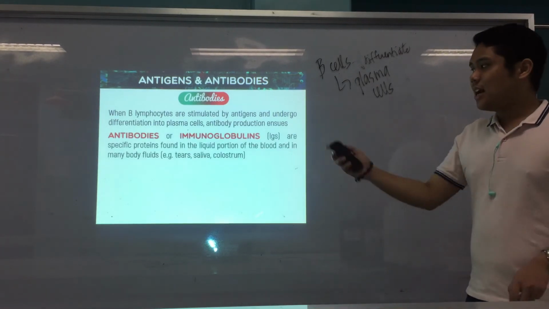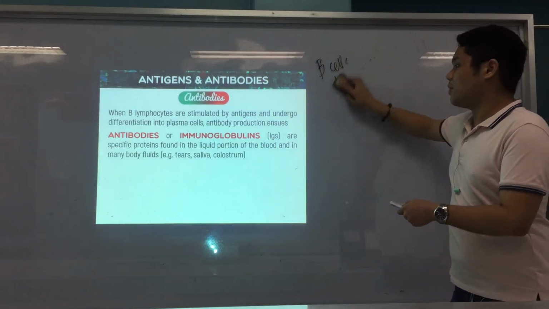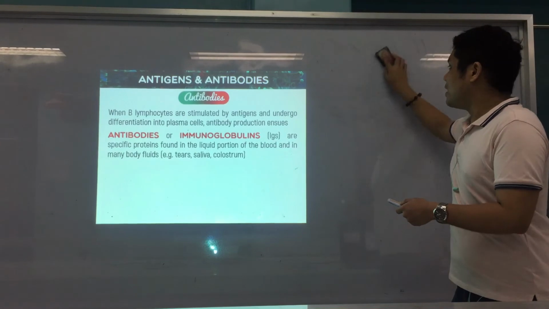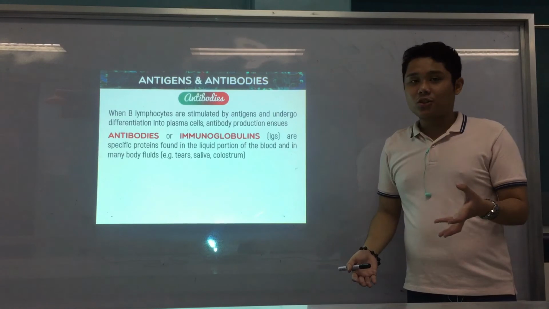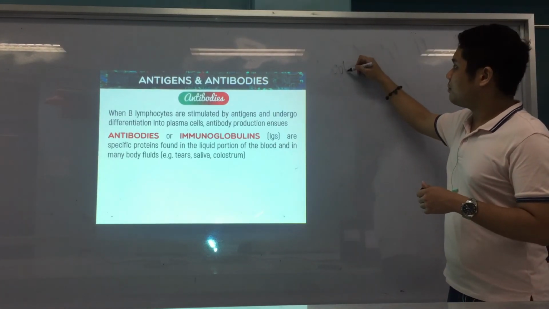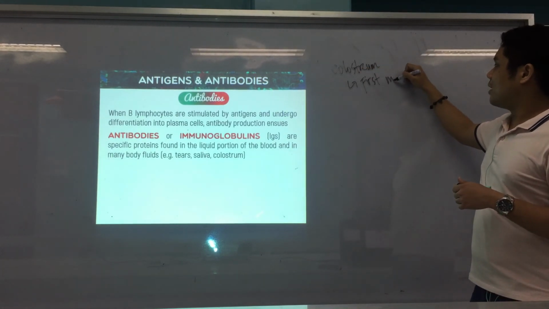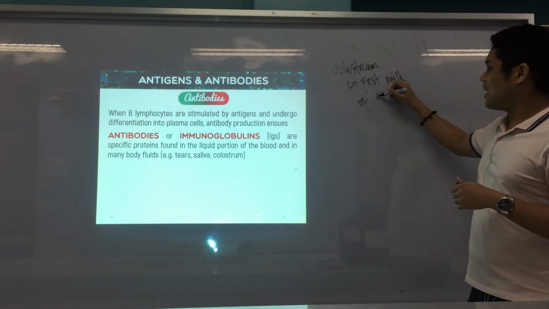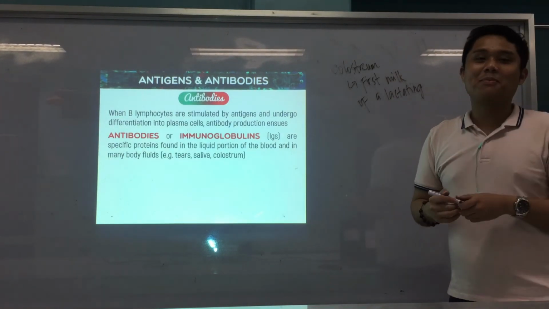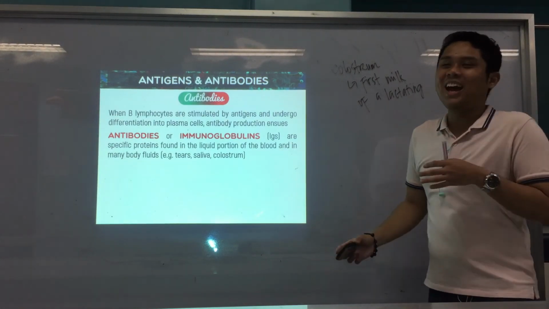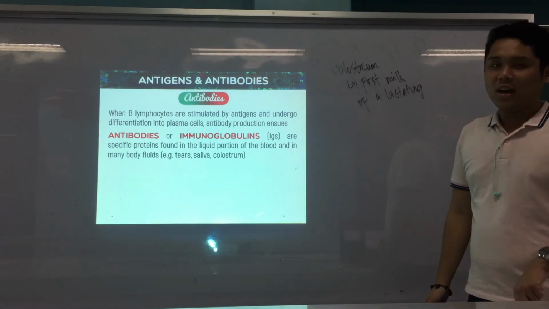So what are antibodies? Your antibodies are immunoglobulins, Igs. They are specific portions of the liquid part of the blood, seen in plasma or serum and in many body fluids: saliva, tears, colostrum. Colostrum, again, is the first milk of a lactating mother. Basically, the milk of a lactating mother, the first milk, colostrum. So it contains antibodies.